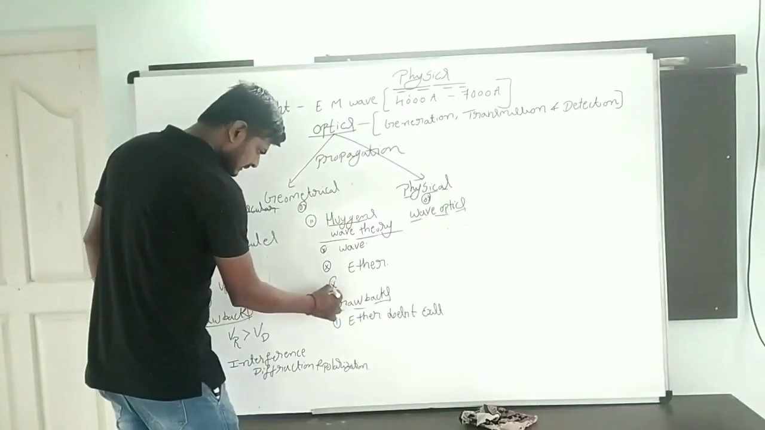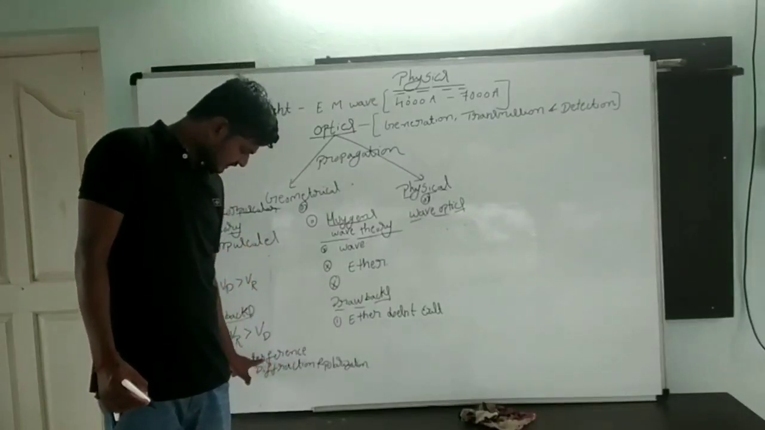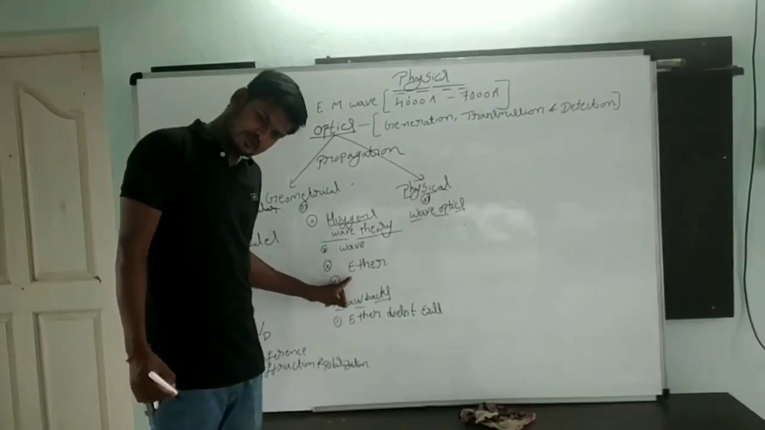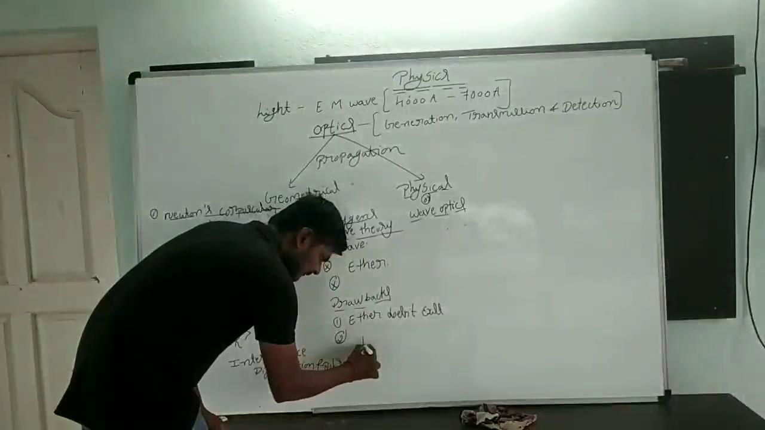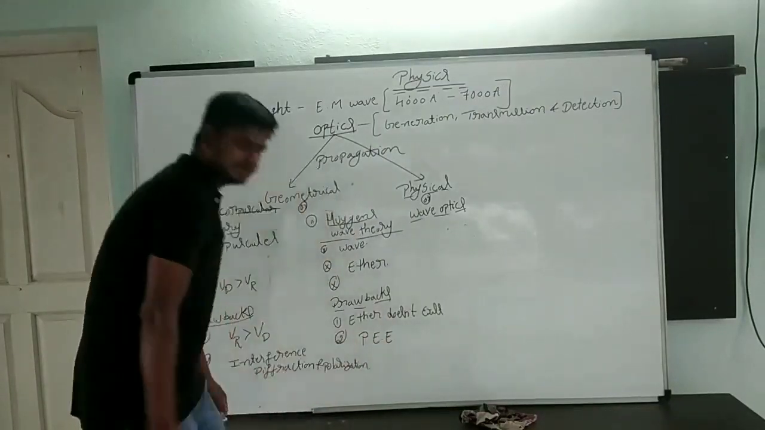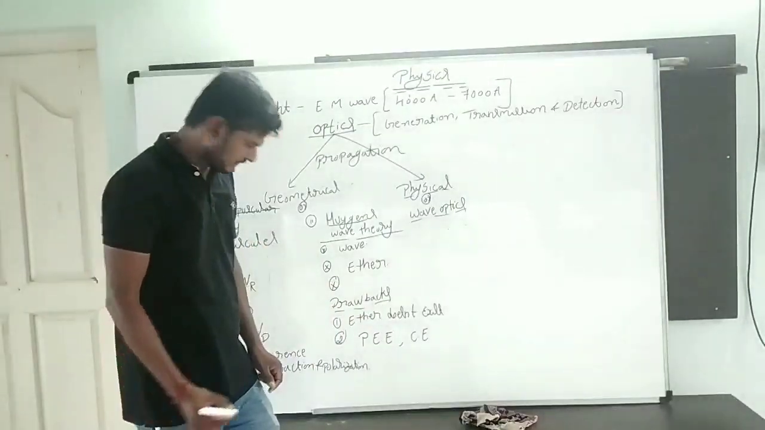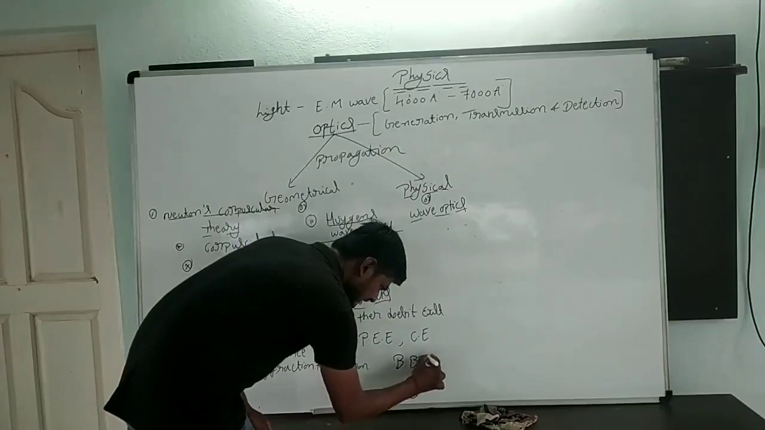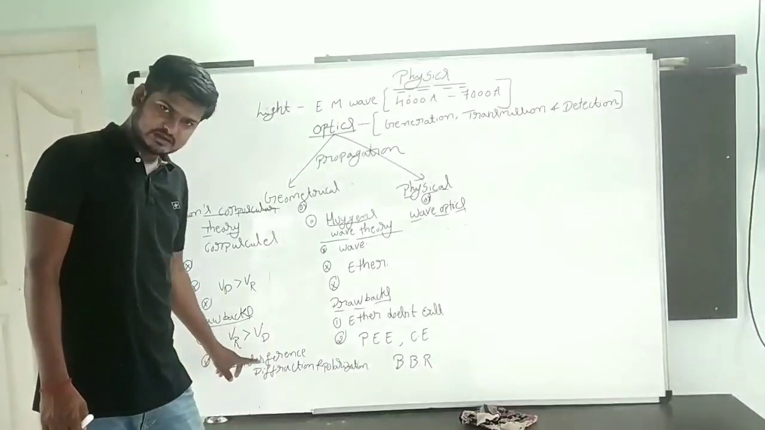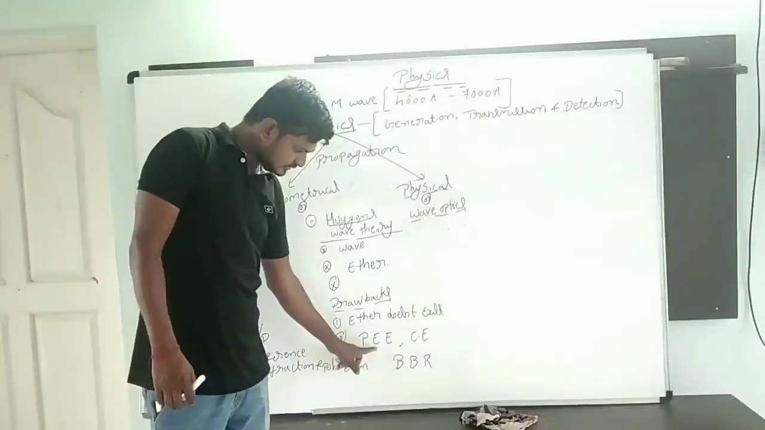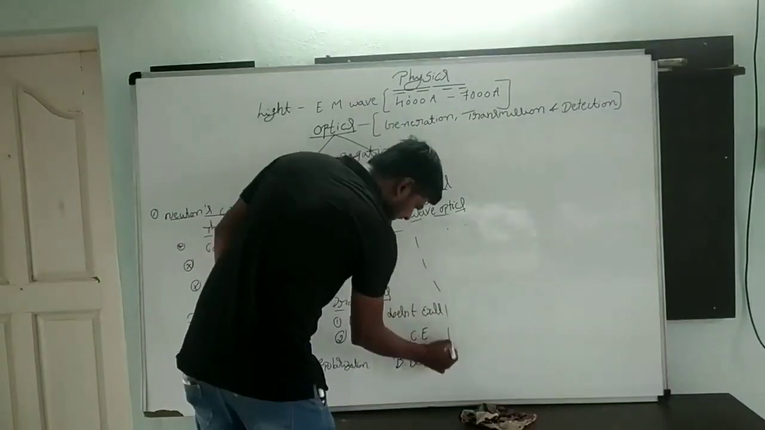This theory explains reflection, refraction, interference, and diffraction also. Earlier, Newton's theory failed to explain interference, diffraction, and polarization, but here it explains reflection, refraction, interference and diffraction. But it fails to explain photoelectric effect, Compton effect, and black body radiation, etc. Clear? It explains interference and diffraction, but fails to explain photoelectric effect, Compton effect, and black body radiation. Therefore, the next theory, the third theory, came.